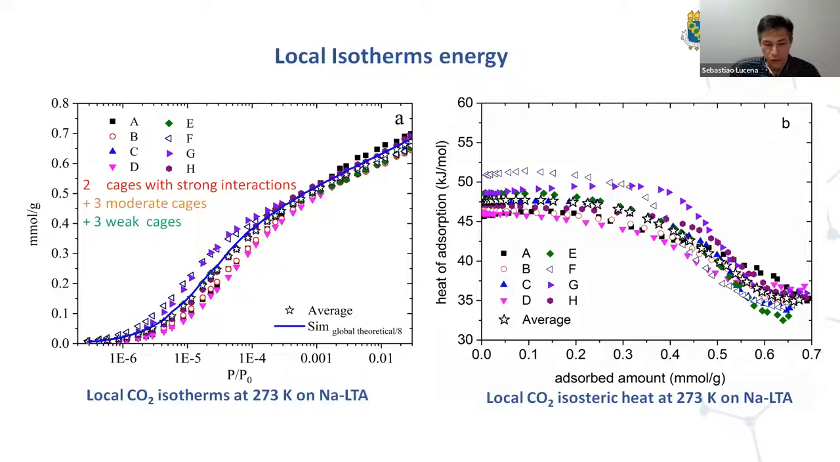The local isotherms of our proposed structure to represent the NaLTA sample can be classified in energy levels by calculating the respective heat of adsorption. Thus, our proposed model has two supercages with strong interaction, three cages with moderate interaction, and three cages with weak interaction. Again, we emphasize that this is our first guess to represent the zeolite framework.